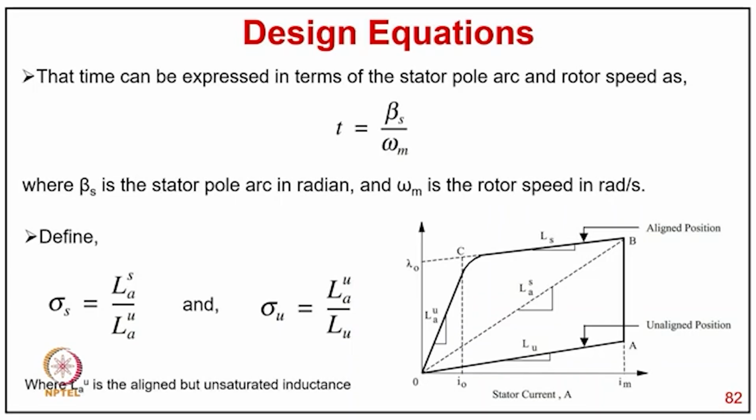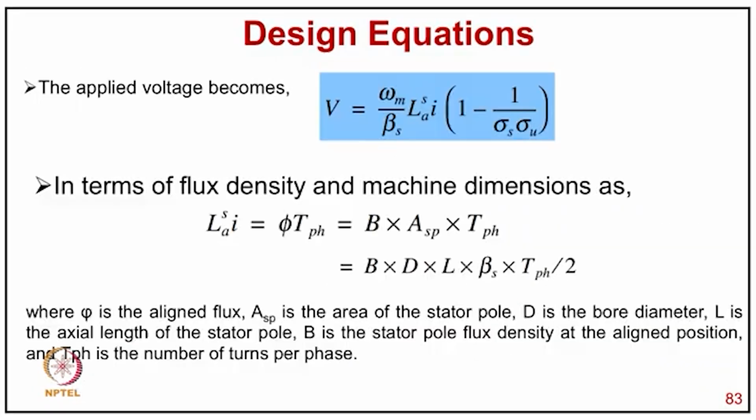So defining sigma_s equal to L_AS divided by L_AU, and sigma_u equal to L_A, you can call it, U divided by L_U. L_AU is the aligned but unsaturated inductance, as you can see in the diagrams, like how it can be modeled in different parts of this typical inductance or flux linkage versus stator current characteristic.